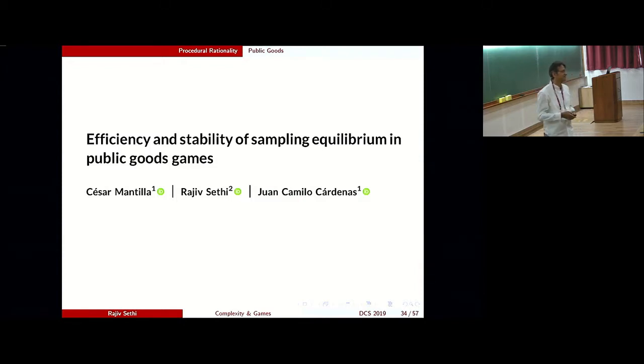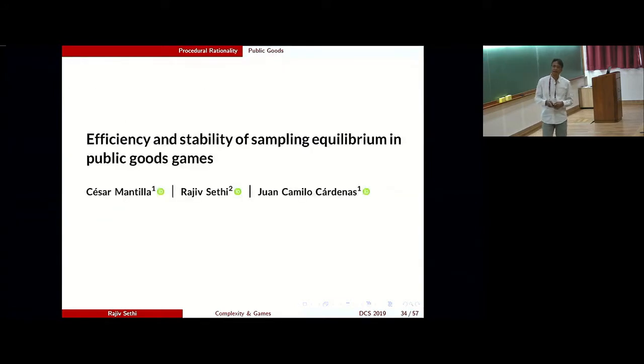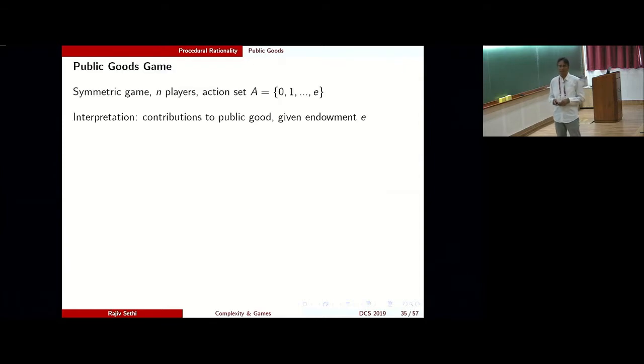Okay, so let me see. I have about 20 minutes left. So this is another paper with the same set of authors, but here we look at public goods games instead of Nash equilibrium. This is something I've shown you before, and this is not experimental. I just want to show you what sampling equilibrium looks like in public goods games. We've already seen a bit of this. What's a public good game?